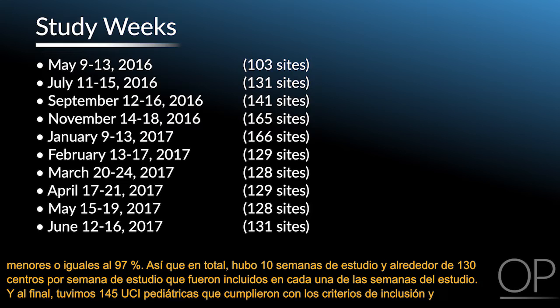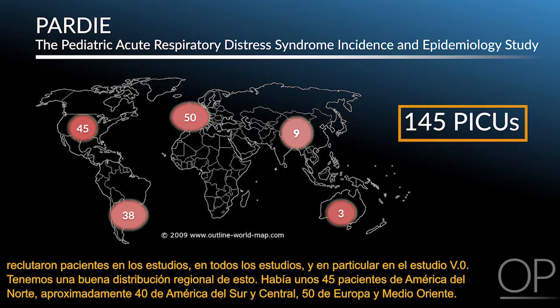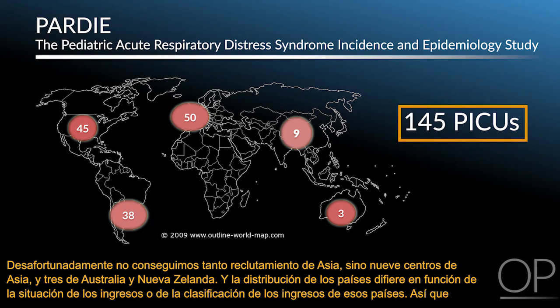So in total, there were 10 study weeks and about 130 sites per study week that were included in each of the weeks. And in the end, we had 145 pediatric ICUs that met inclusion criteria and enrolled patients in the studies, in all of the studies, and in particular in the V0 study. We got pretty good regional distribution of this. There were about 45 from North America, approximately 40 from South and Central America, 50 from Europe and the Middle East. We unfortunately didn't get as much recruitment from Asia, but 9 sites from Asia and 3 from Australia and New Zealand.